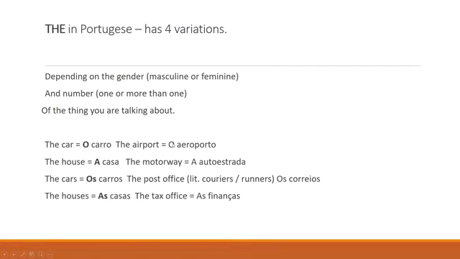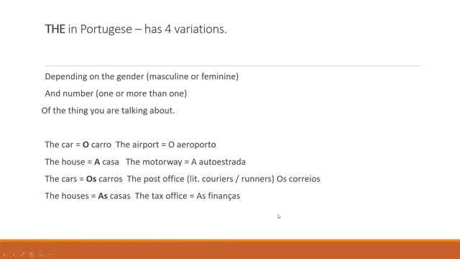Airport, o aeroporto. The house, now that's feminine, so we say a casa. The motorway, a autoestrada. Let's go to some plural ones. So here we've got the cars, os carros. Or somewhere in town that might be plural, like the post office, literally the couriers or runners, os correios. And a plural feminine could be the houses, as casas. Or in the town, you might have the tax office, as finanças.